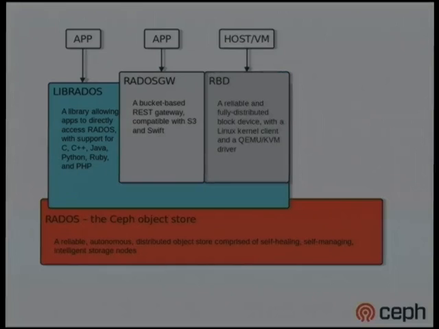There's also something that we call the Rados block device that gives you a virtual disk abstraction. So imagine a virtual disk that's striped across lots of objects. Those objects are then stored in this highly available, redundant distributed object store.